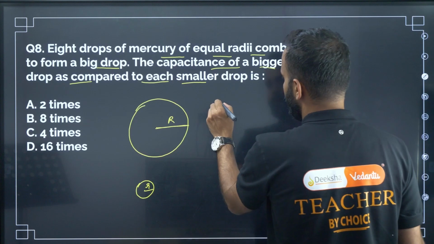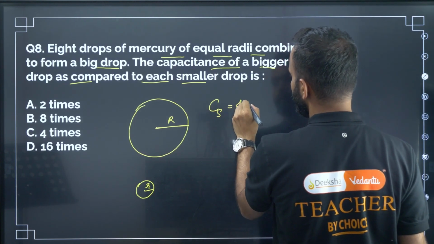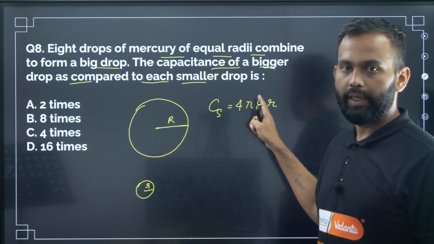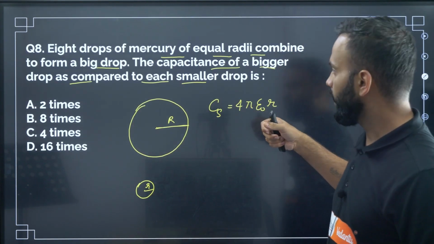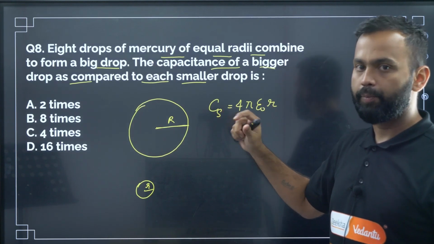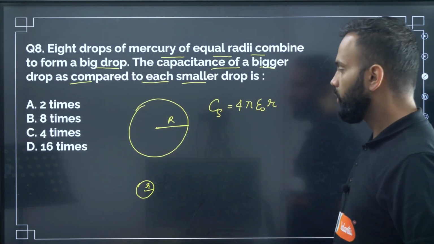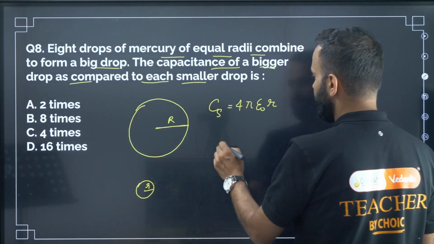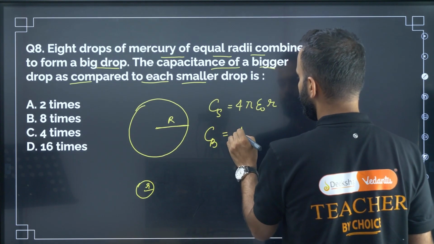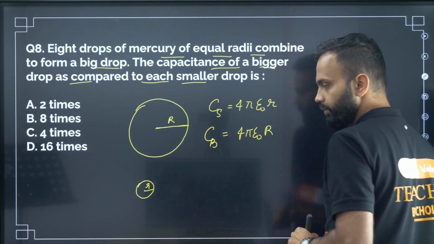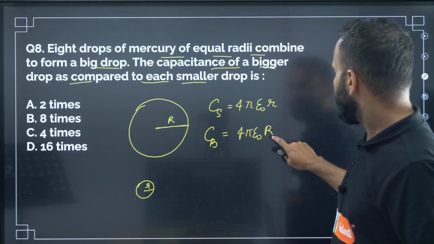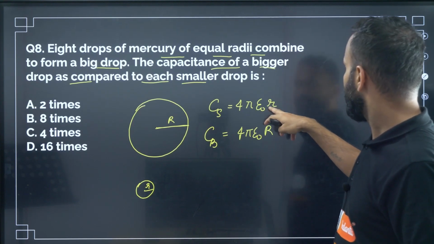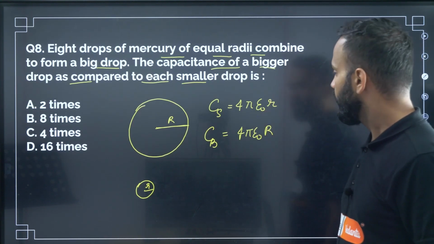So capacitance of the smaller drop Cs is equal to 4 pi epsilon naught into r. This is the expression for capacitance of the spherical capacitor. Here the mercury drop acts as a spherical capacitor. Now capacitance of the bigger mercury drop is equal to 4 pi epsilon naught R. Now we need to find the expression of small r in terms of bigger R.